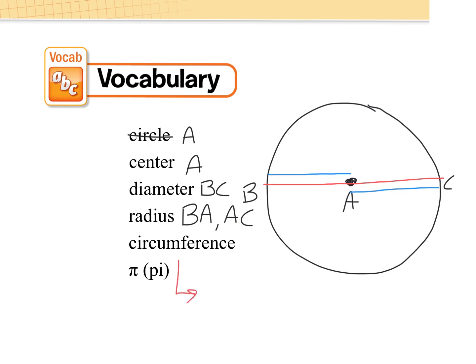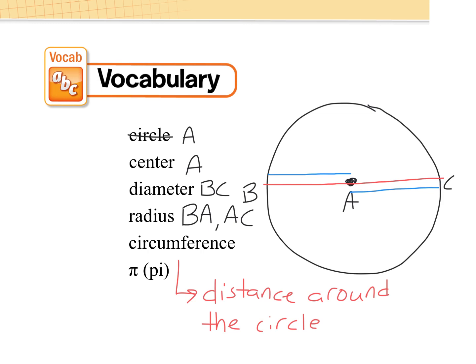All the way around the circle. So it's the distance around the circle. What do we call that for every other shape? Perimeter, right? Why do we not call it perimeter for circles? Because it's round, because it has no sides. Yep, it has no edges, it's round. So we call it a circumference.